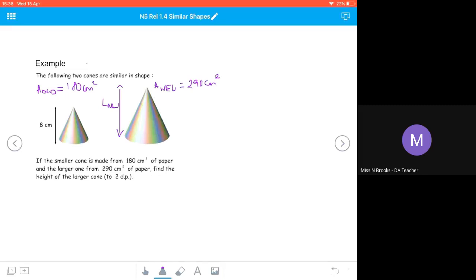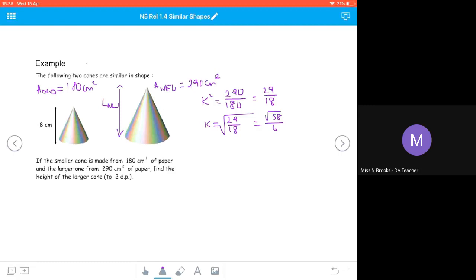So first of all, we need to work out our scale factor. We can work out our area scale factor because we've got two areas. So we can say that k squared equals, and the new goes on the top, 290 divided by 180, which gives us 29/18. Now, we want to work out k because we are trying to work out a length. So to get k, we are going to square root 29/18. And if we put that into our calculator, we're going to end up with root 58 over 6.